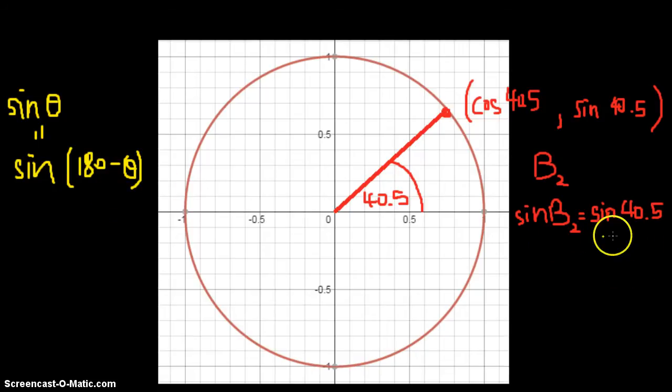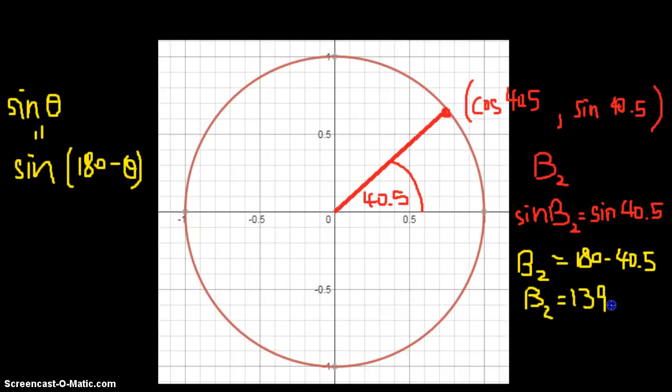Right? So in this case, my B2 would be 180 minus 40.5, which is what we mentioned just now, right? We kind of just took a wild guess just now, and that's actually true, right? But now we know why. This is the reason why, right? So the other angle is equal to 180 minus 40.5, which is 139.5, right?